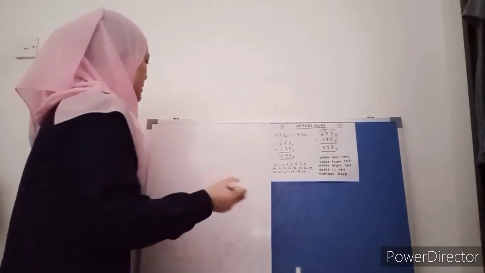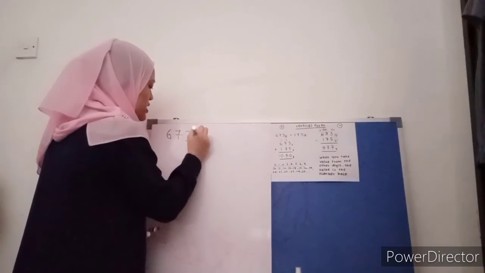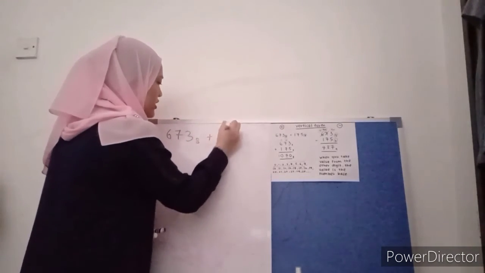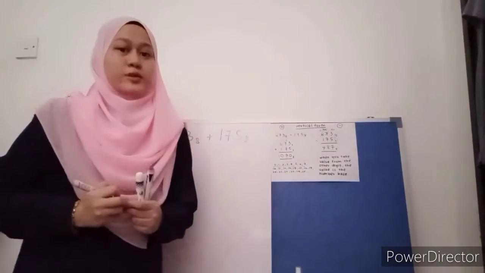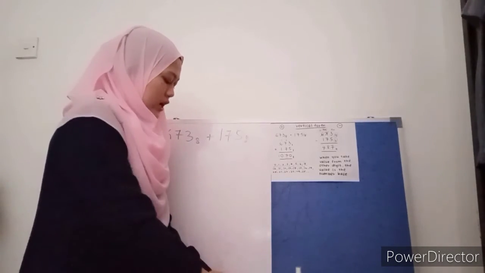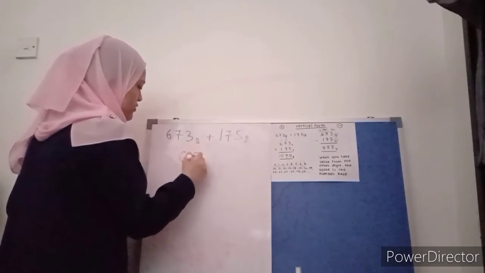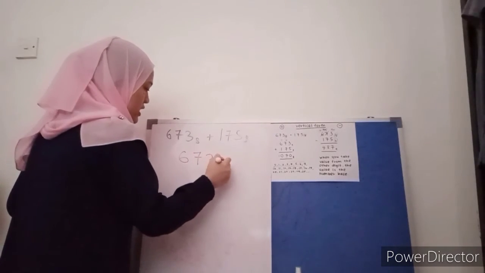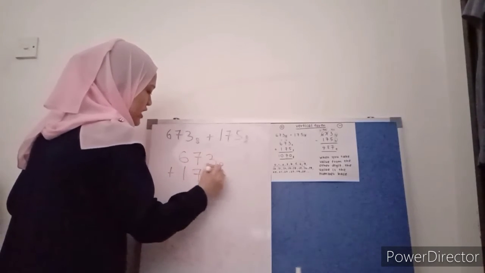Addition and also subtraction. So I'll be giving you an example. The example is 673 base 8 plus 175 base 8. I'll be teaching you using the vertical form. This is how you're going to do it. 673 base 8 plus 175 base 8.